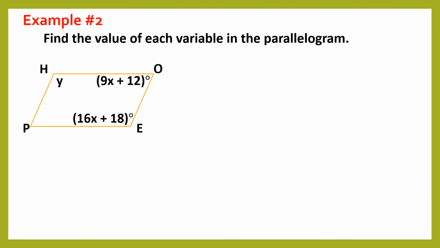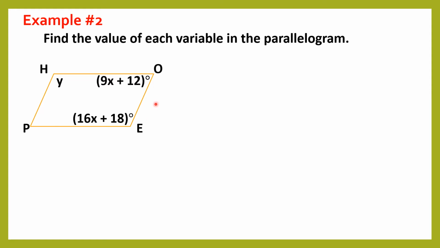Problem number 2. Find the value of each variable in the parallelogram. Given ang figure, angle O, 9x plus 12 degrees. Angle E, 16x plus 18 degrees. Angle H, that is y. So we have here two variables, x and y. So let us use angle O and angle E.